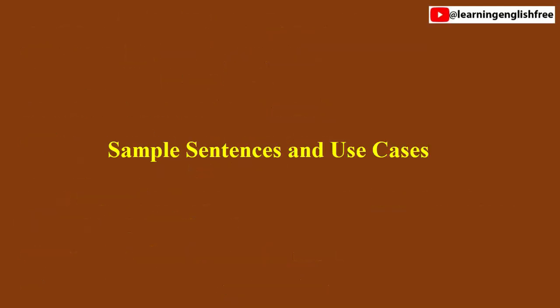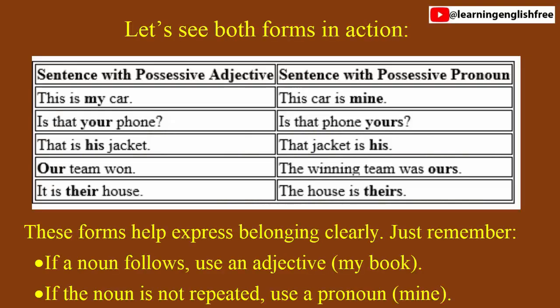Sample sentences and use cases. Let's see both forms in action. Sentence with possessive adjective: this is my car. Sentence with possessive pronoun: this car is mine. With possessive adjective: is that your phone? With possessive pronoun: is that phone yours? With possessive adjective: that is his jacket. With possessive pronoun: that jacket is his.